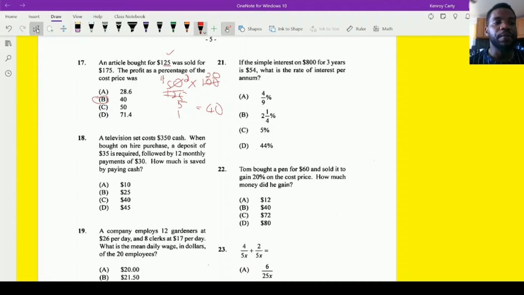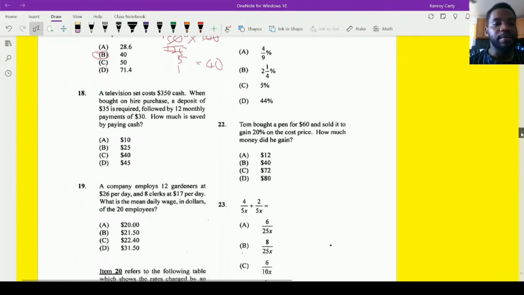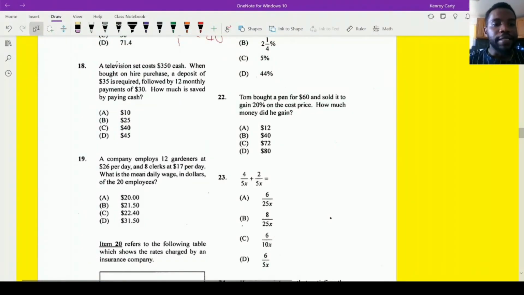And you simply break it down. Now, once again, you need to know your timetables. A television set costs $350 cash. When bought on hire purchase, a deposit of $35 is required, followed by 12 monthly payments of $30. How much is saved by paying cash?